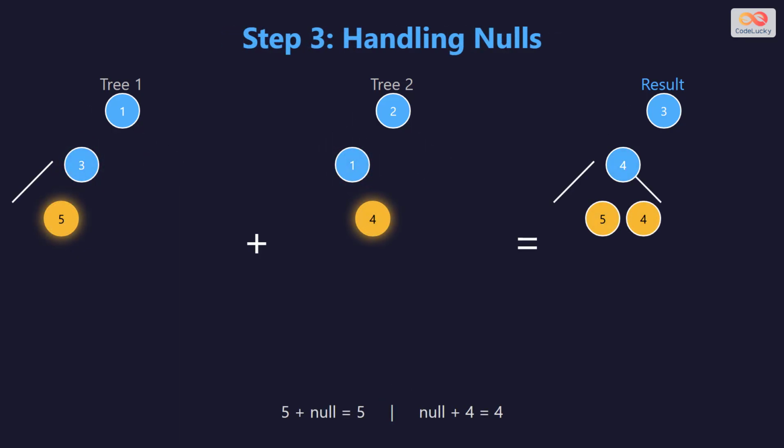Things get interesting when the structures differ. Look at the right side. Tree 1 has a 5, but tree 2 has nothing there. Following our rule, we just take the 5. Similarly, if tree 2 had a node where tree 1 didn't, we would just take that node.